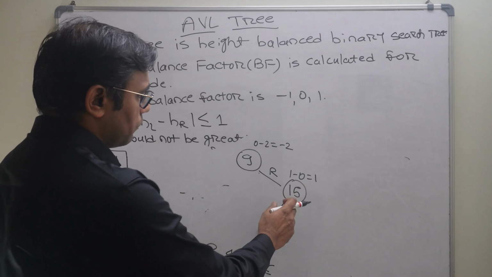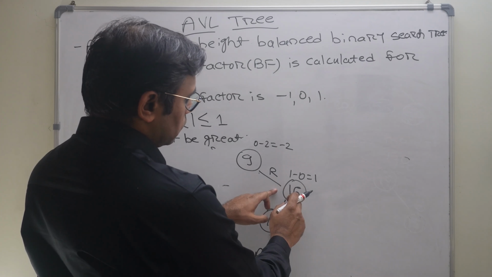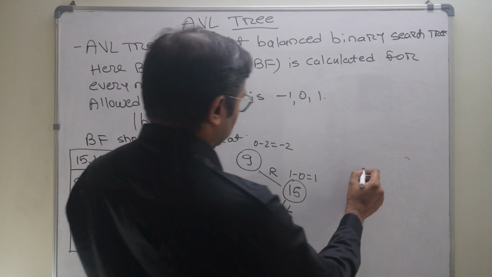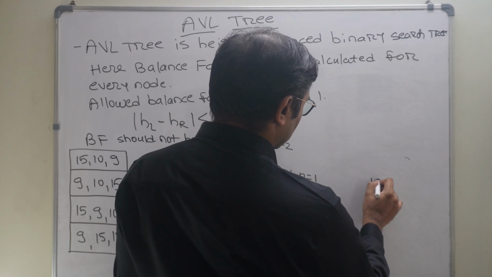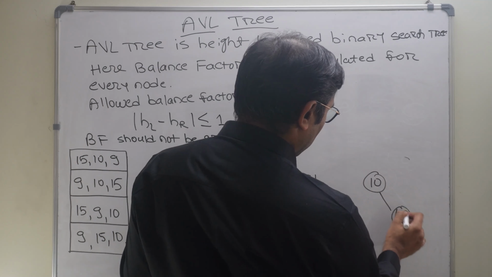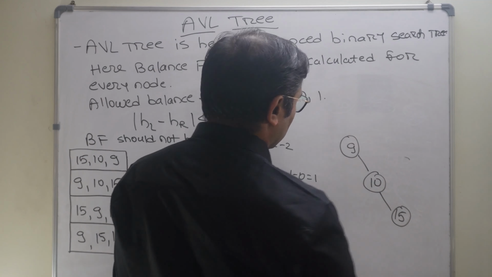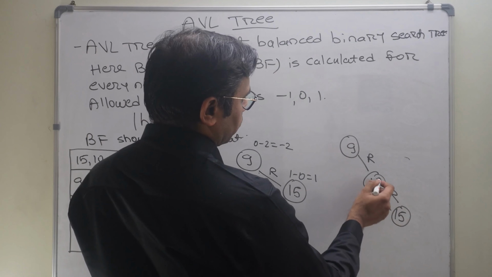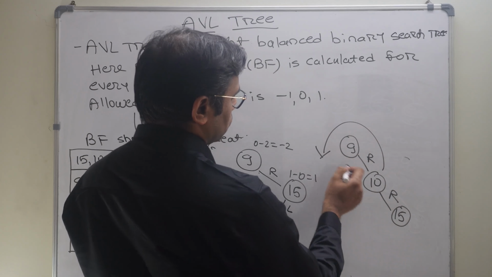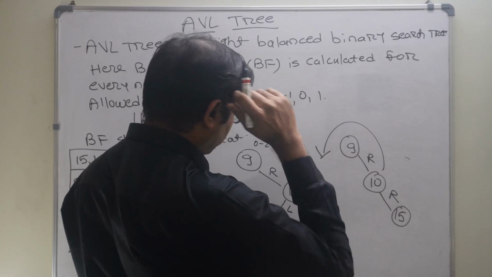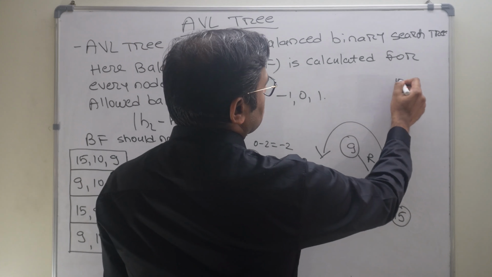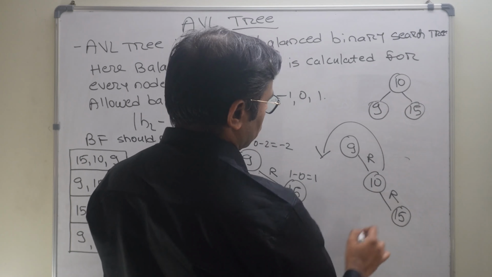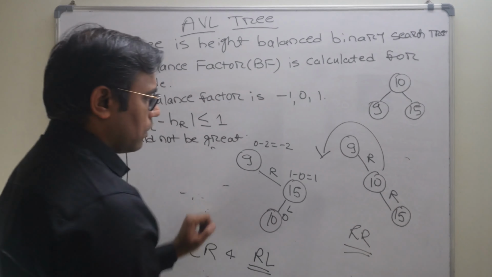First of all, we have to move this node to the right. So it will be 10, and then 15, and then 9. Now this is again RR, first R, second R. What happens in RR? We move the root node to the left. So it will be like this: 10, then 9 and then 15. Now the tree is balanced. So this type of rotation is called RR rotation.